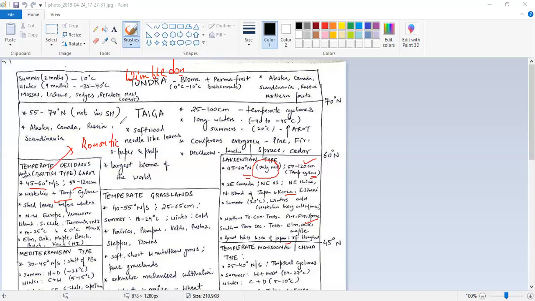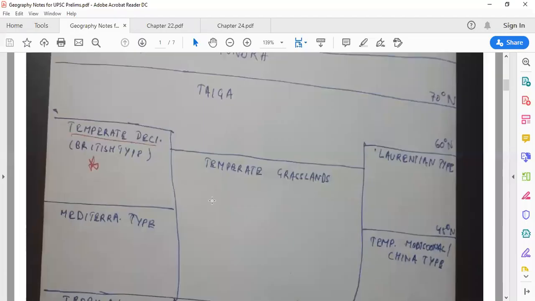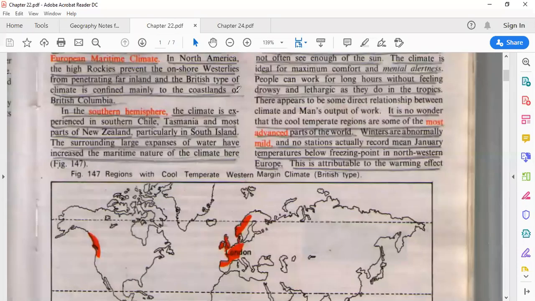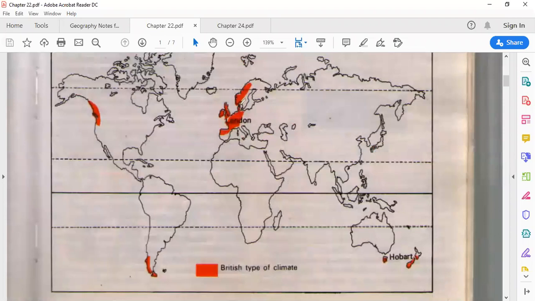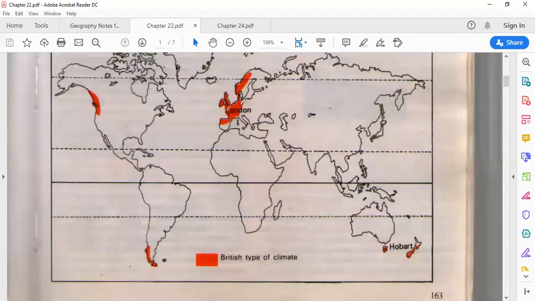Fine. Why I said fine, fine: we don't need to go too deep into detail. We need to see the regions. These are important. So this is the cool temperate western margin. See the areas of England; they have a British type of climate. Even the area of Canada, this particular portion, has a British type of climate. Some portions of Chile and Argentina also have a British type of climate. Even in New Zealand and in Hobart of Australia, you have this British type of climate. Cool.